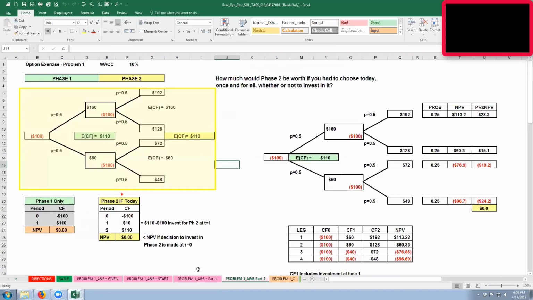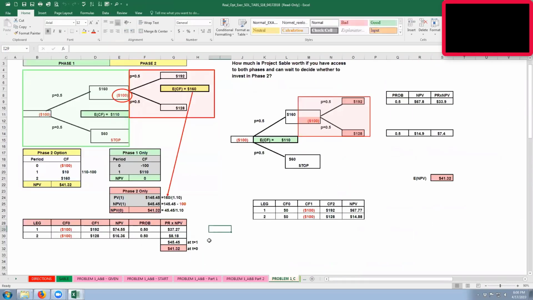What if you had to decide now and you were going to go with phase 2? That would be a negative as well, because you've got 100. Expected inflow is 100, but you've got to invest another 100. So 110 minus another 100 is 10, and then another 110. So those are your cash flows. Again, net present value was 100.